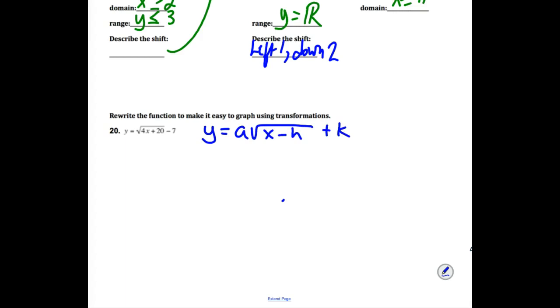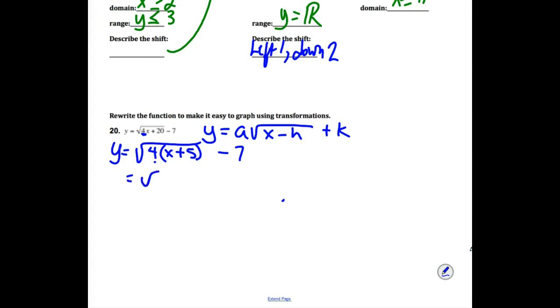What's wrong with it is there's this 4 here, right? When we do transformations, we don't want a coefficient in front of our x. So step 1 is going to be still inside that square root, but we're going to factor the 4 away from the x. All right, if we divide a 4 out, we have a single x and a plus 5. We still have the negative 7 out on the outside. Okay, so now it's closer. What can we do with this 4?